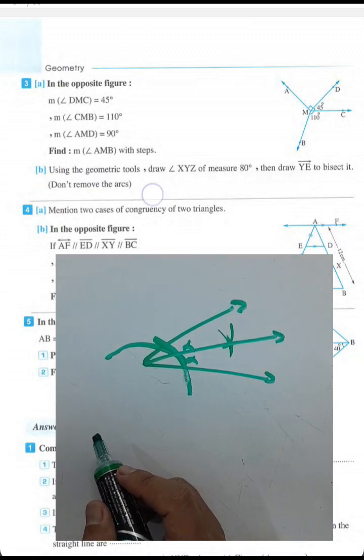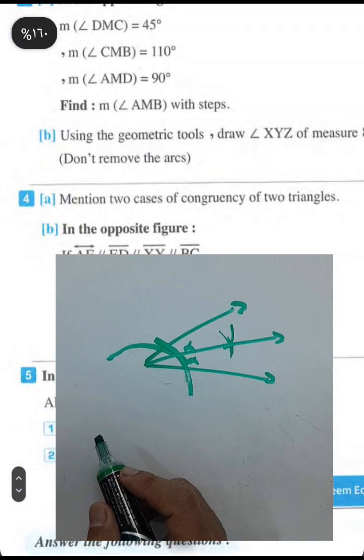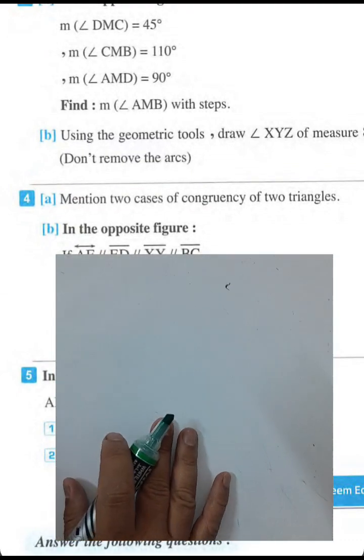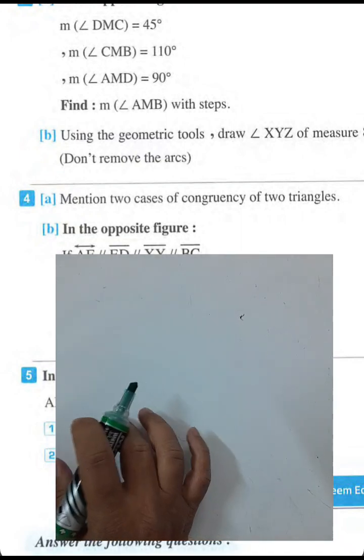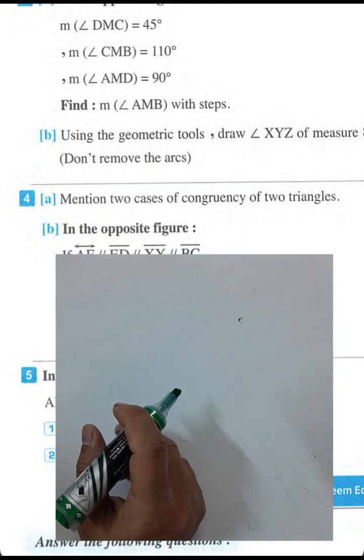Mention the cases of congruence of two triangles. We can write: two sides and the included angle, and two angles and the line segment joining between them.